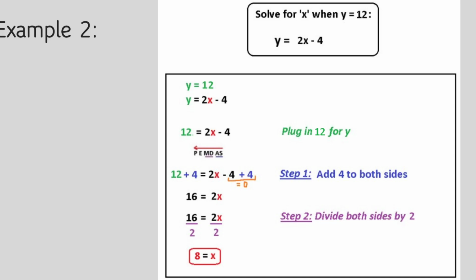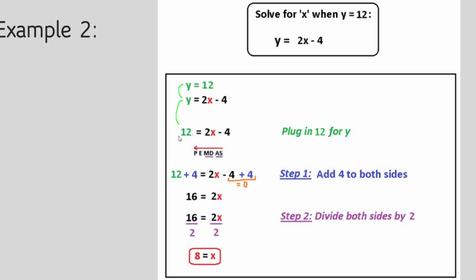All right. Solve for x when y is equal to 12. So again, it's the same type of problem. In this case, y is equal to 12 now. So we know y is equal to 12, so we're going to plug in 12 for y here. That's how we're going to get started.